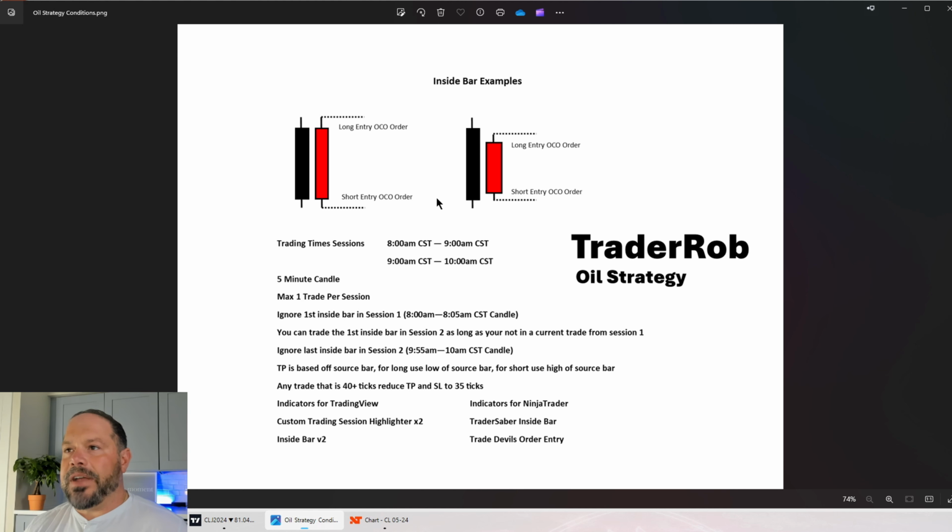And what I have found is that if we can put an entry order to go long at the top of the inside bar or short at the bottom of the inside bar, and let the next bar determine which way the market wants to go, you have a better than 50% probability that you are going to get that push or that thrust in the direction that you're looking for. So that is the general premise of the strategy.